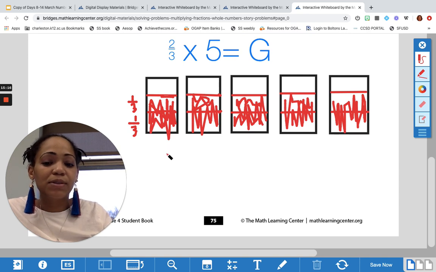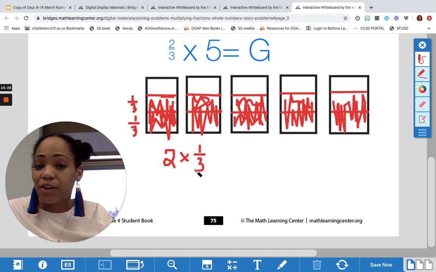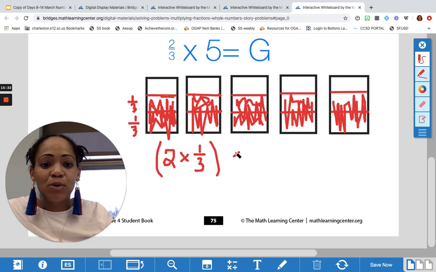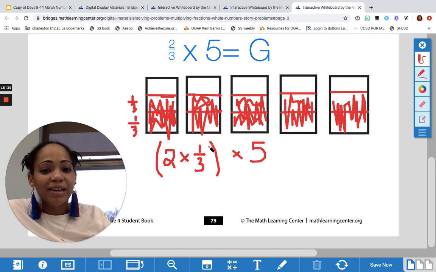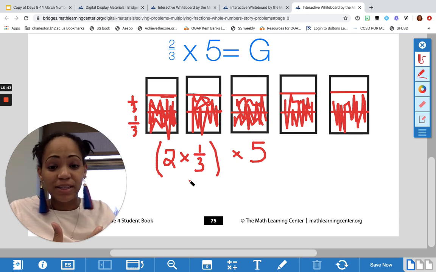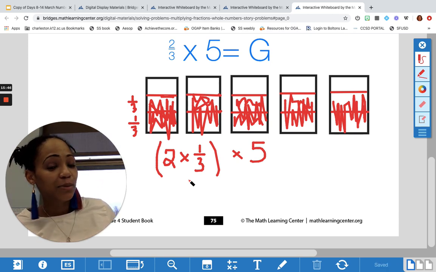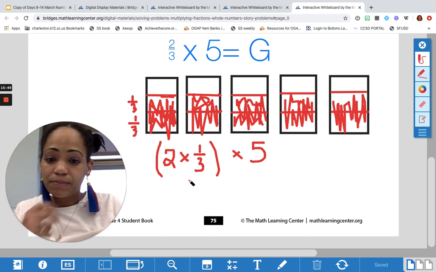So let me break up 2/3 into my unit fraction. In each one of these gallons, I have 2/3, 2 1/3. Does that make sense? And I'm still multiplying that by 5. We good? Okay, so now I have a unit fraction to work with, which is what I really like to work with.